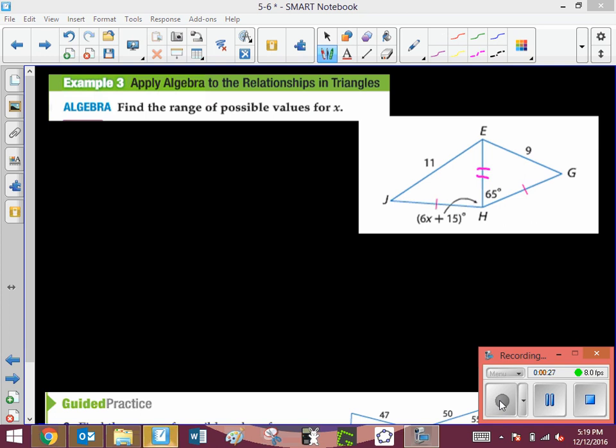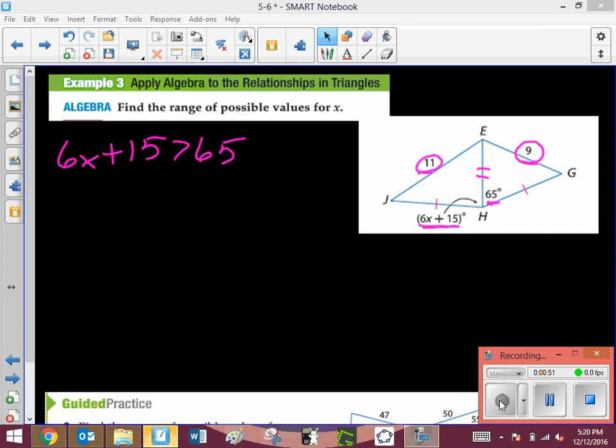And that's based on the side lengths across from it. JE is 11 and EG is 9. Well, since 11 is bigger than 9, that would mean that the angle 6x plus 15 has to be bigger than 65. So we're going to write that as an inequality: 6x plus 15 is greater than 65. And we'll get to solving that in just a second.